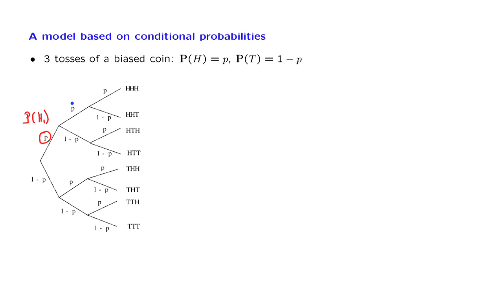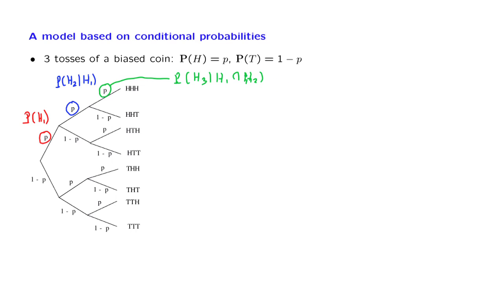This number here is to be interpreted as a conditional probability. It's the conditional probability of obtaining heads in the second toss, given that the first toss resulted in heads. And finally, this number here is to be interpreted as the conditional probability of heads in the third toss, given that the first toss resulted in heads and the second toss also resulted in heads.